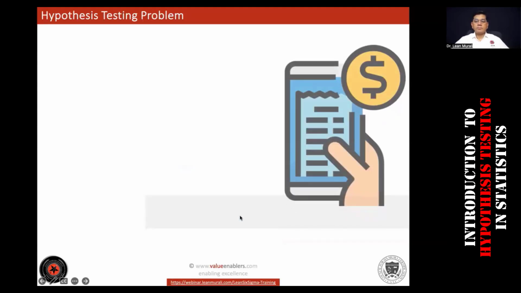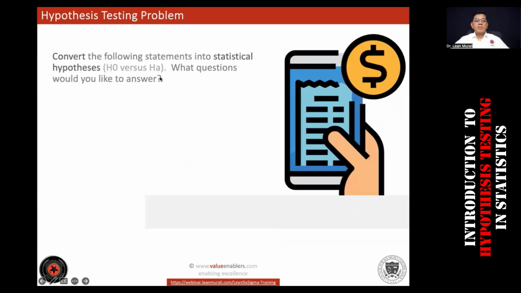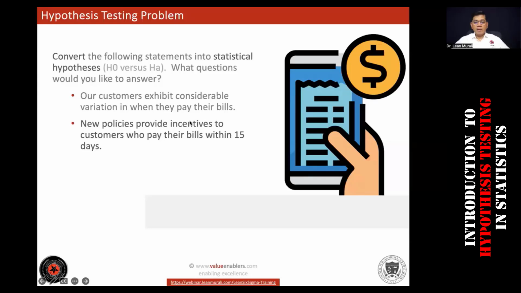Now, similarly, one more question, okay? Our customers exhibit considerable variation when they pay their bills. The new policies provide incentive to customers who pay their bill within 15 days. Because generally bills are not paid on time and they pay within 15 days. Now, what we have done is we have changed the policy so that we need to find out whether there is a variation in the bill payment, okay? The variation has to be reduced, right?